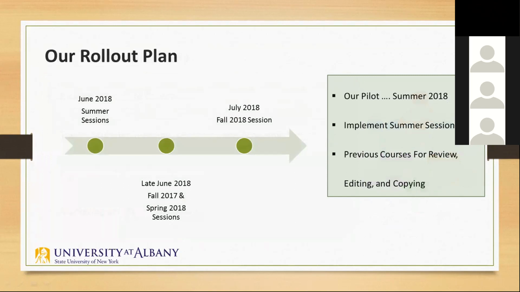We opted not to conduct a formal pilot. We decided to enable Ally in our June 2018 summer session courses, which was a small cohort of about 150, mostly online courses, to test the waters. Then in late June of 2018, we enabled courses from previous semesters for our full faculty to review prior to enabling the new fall 2018 courses at the very end of July.